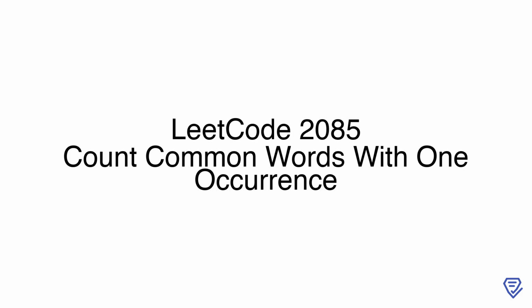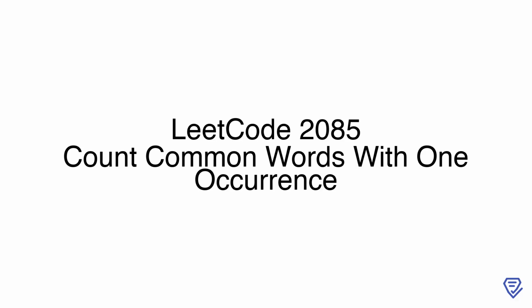Welcome to this coding walkthrough. Today, we'll be tackling LeetCode problem number 2085, Count Common Words With One Occurrence. In this problem, we'll explore how to identify words that appear exactly once in two separate arrays. We'll break down the problem, analyze different approaches, and implement an efficient solution.